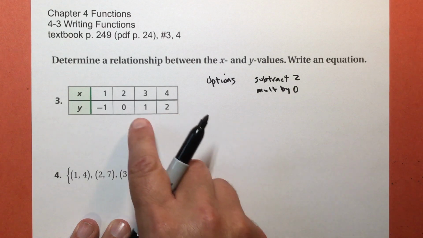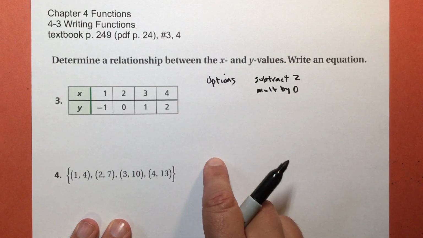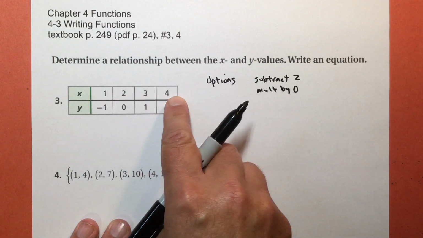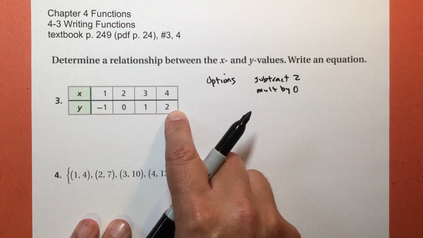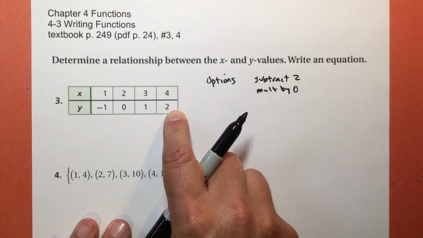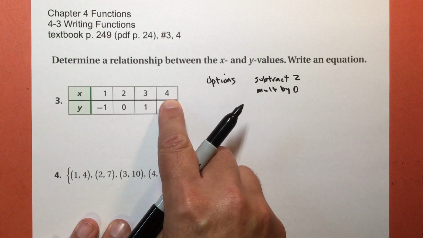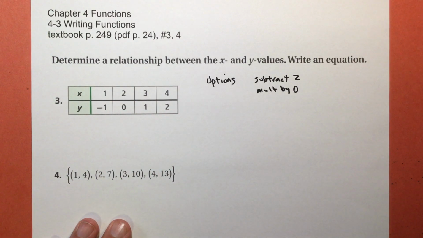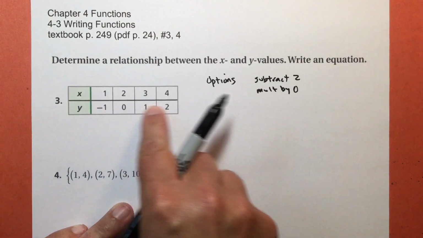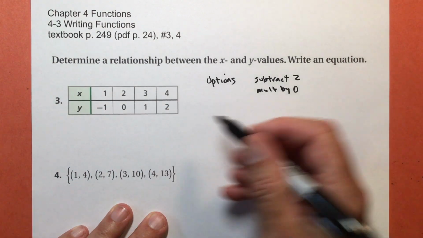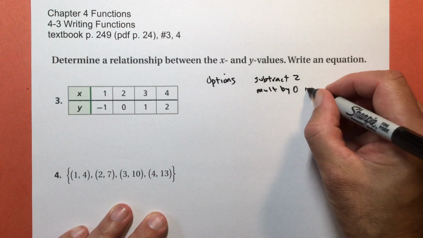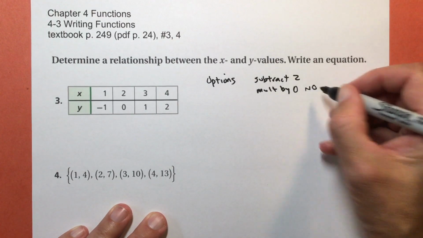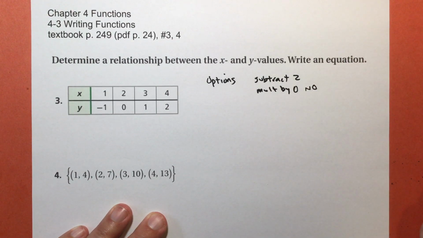Remember, whatever works for one pair has to work for every pair. The function works the same on every x to give whatever the y is. So since I don't have a whole bunch of zeros all the way through, which is what you would get if you multiplied by 0, that's not what the relationship is going to be.